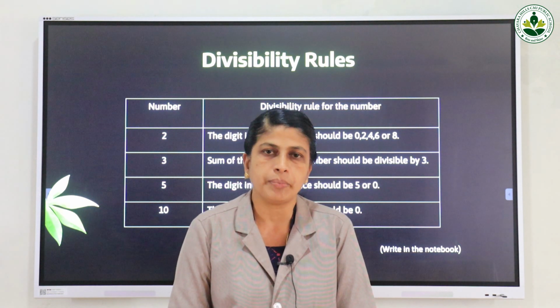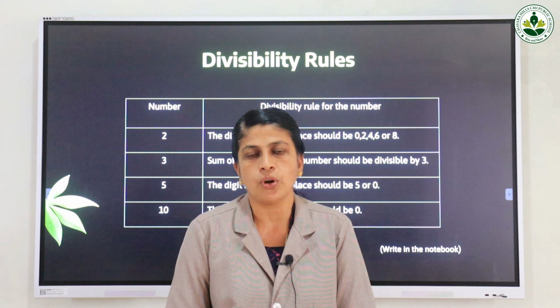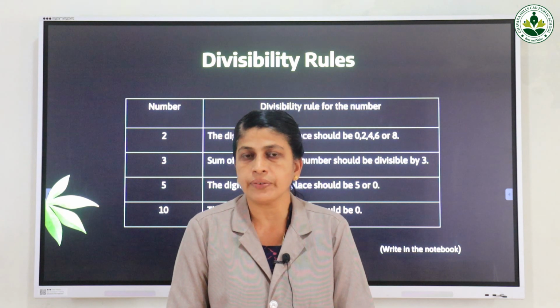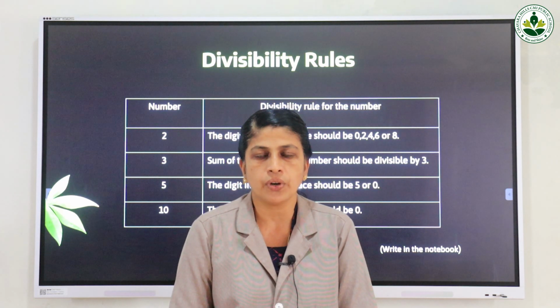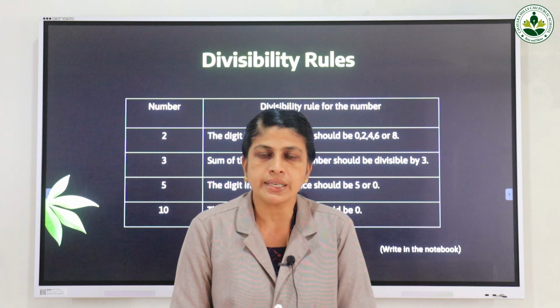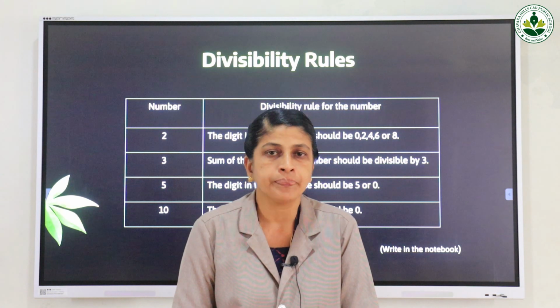then we can say that the given number is divisible by 3. And the next one is the divisibility rule for 5. The number should end either with 0 or 5, or the ones place digit of that number should be either 0 or 5. Then that number is divisible by 5.